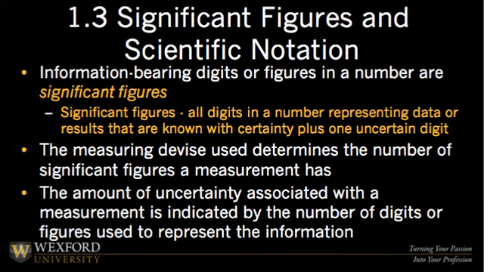Now looking at significant figures in scientific notation, we see that the information-bearing digits or figures in a number are called the significant figures. Significant figures are all the digits in a number representing data or results that are known with certainty plus one uncertain digit. The measuring device used determines the number of significant figures a measurement has. Also, the amount of uncertainty associated with the measurement is indicated by the number of digits or figures used to represent the information.